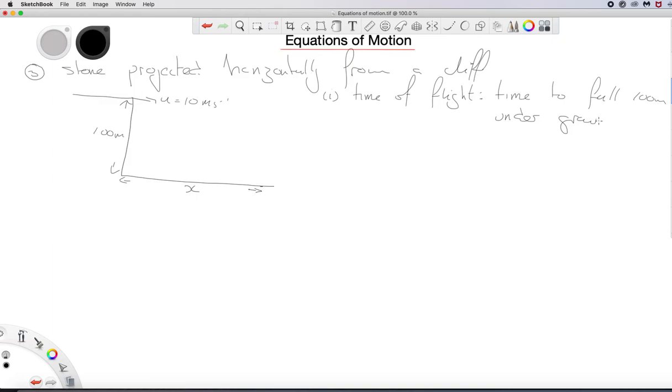So we consider our vertical motion. Remembering we have to consider both in this scenario. So u equals zero vertically. Let's make that uv. A is 9.81 because the velocity is increasing with time.